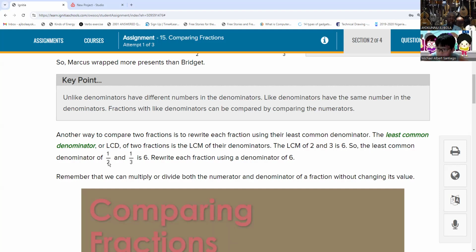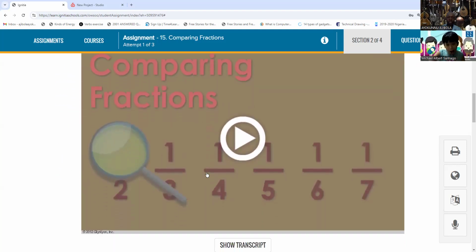Okay. So that is why 1/2 is greater than 1/3. Let us watch this video and see how comparison can be made. I need to share the sound and make it loud enough so that you can hear it. I think this is good.